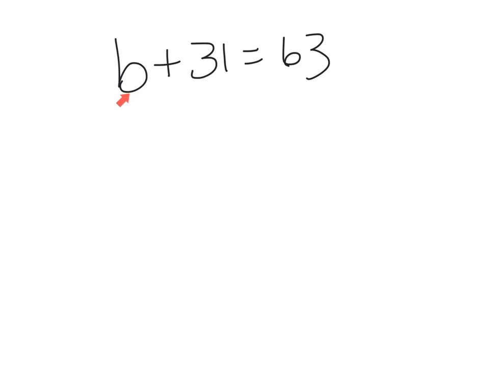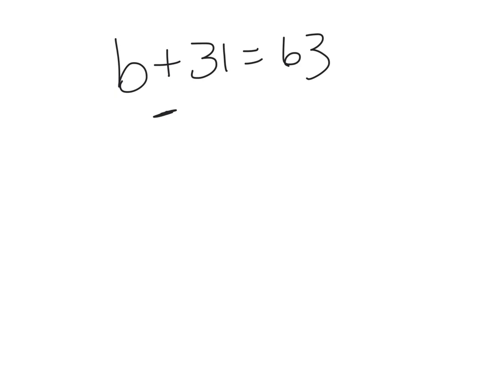I want it to be all by itself, nothing else with it. Well, right now it has a plus 31 with it. You see how the 63 is all by itself over here? There's nothing with it. We're going to take this 31 and balance our equation by taking it away. We're going to do the inverse on this side, and that's where the subtraction property of equality comes in.